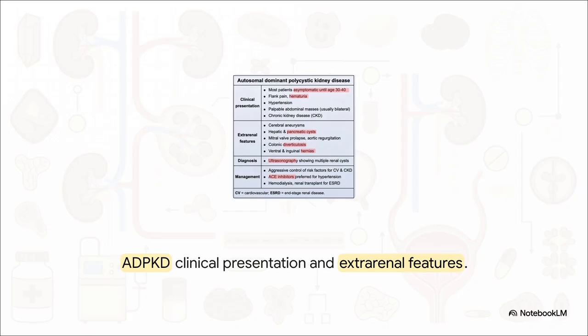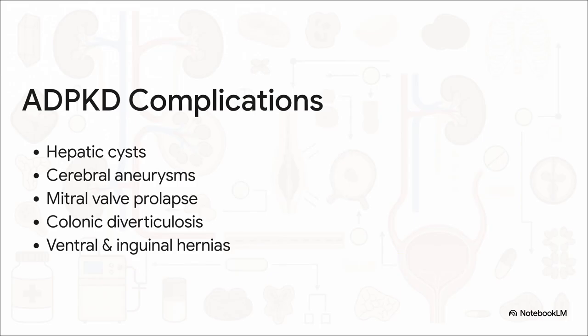Okay, let's say a 30 to 40-year-old patient walks in presenting with flank pain, hematuria, and you can actually palpate bilateral abdominal masses. You need to immediately suspect autosomal dominant polycystic kidney disease, or ADPKD. You'll confirm this with an ultrasound showing multiple renal cysts. And remember, for management, you've got to aggressively control their cardiovascular risk factors, specifically relying on ACE inhibitors to tackle that hypertension.